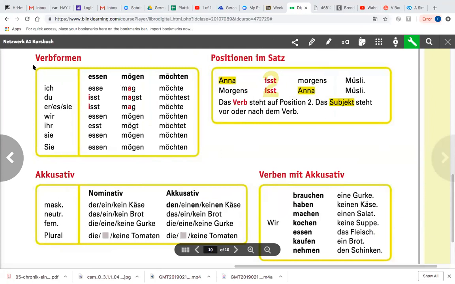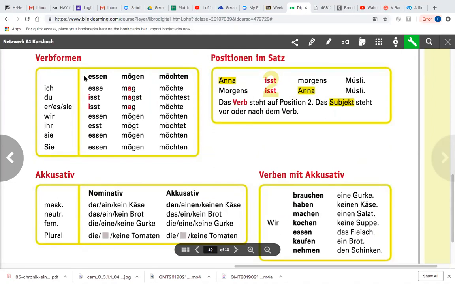So first of all, we have some verbs, Verbformen. What they're trying to teach you here is that there are some verbs that have irregular conjugations. So you will see the letters that change from the infinitive form. You will see them here in red.